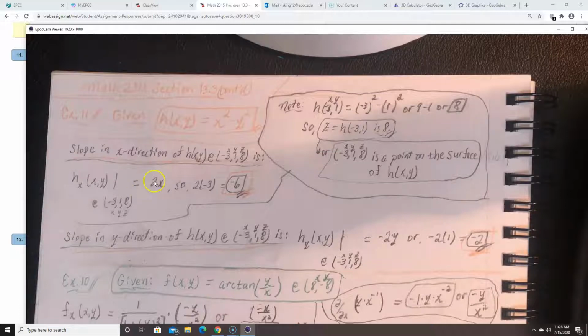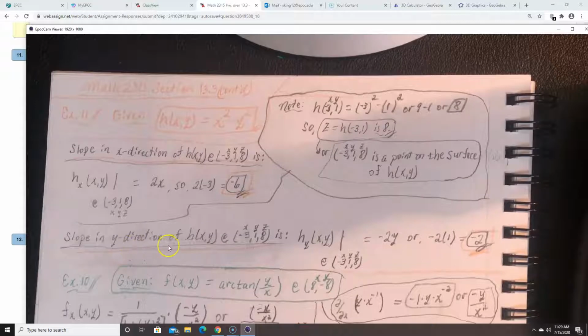And now plug in the point negative 3, 1. X is negative 3, y is 1, but there is no y value in the derivative formula yet. So you just plug the x in and you get 2 times negative 3, which is negative 6.